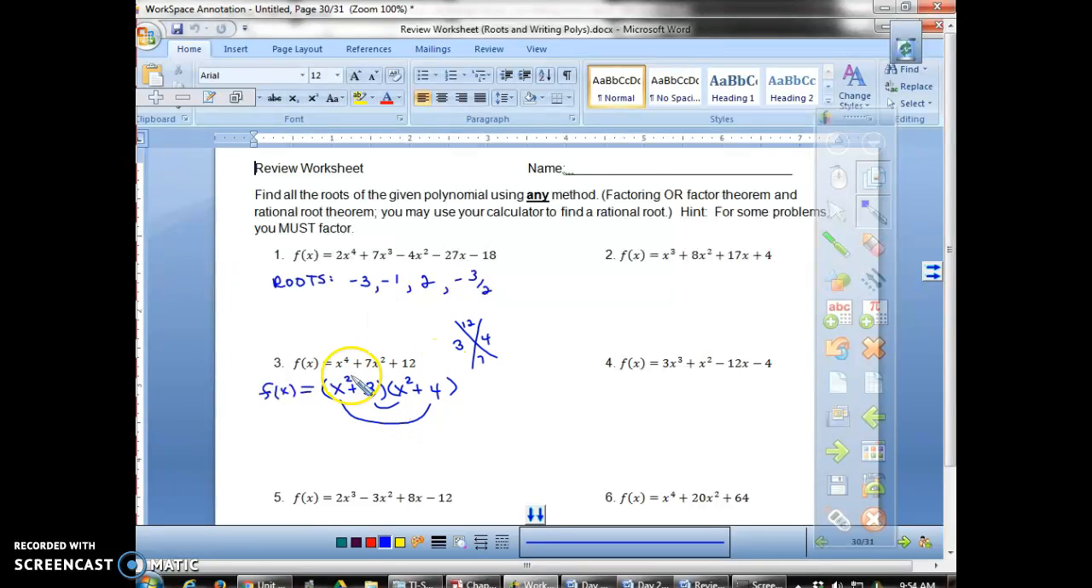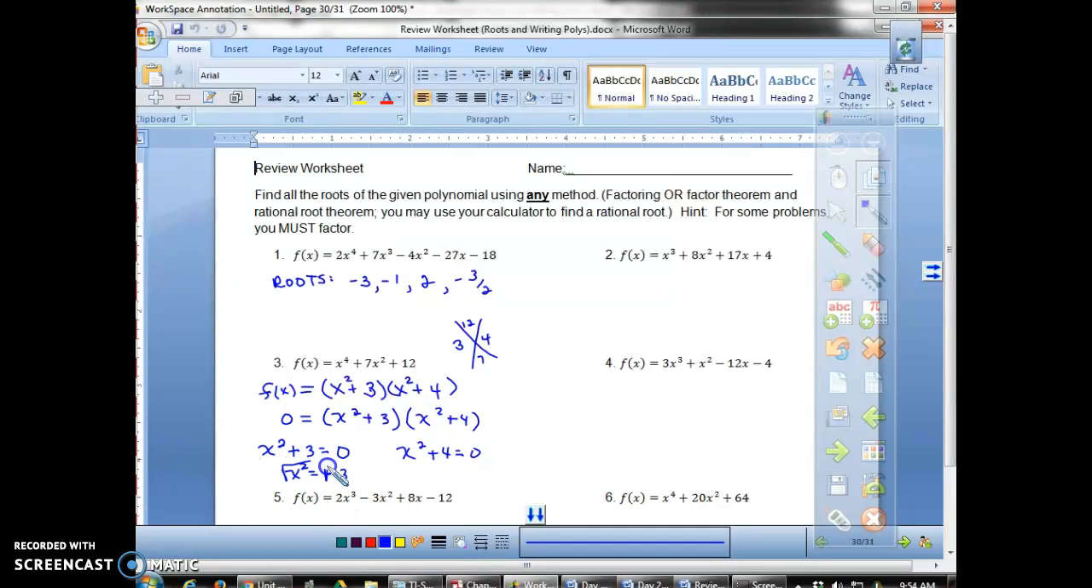So that's how you would factor that. And then what I'm going to do is find my zeros by replacing f of x with 0 and then solving individually for each of these. So I have x squared plus 3 is equal to 0, x squared plus 4 equals 0. And when I subtract over 3, I get x squared is negative 3.